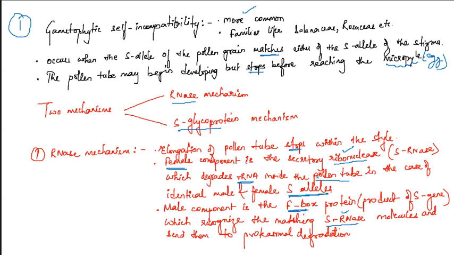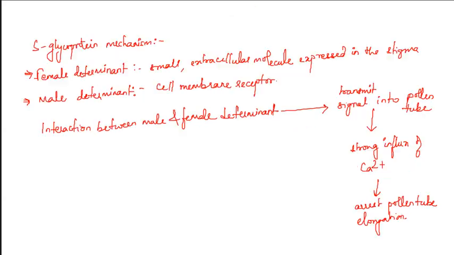Now another mechanism of gametophytic self-incompatibility is the S-glycoprotein mechanism. In this mechanism, there is a female determinant which produces a kind of ligand. The female determinant is acting as a ligand and the male determinant is a cell membrane receptor. It is behaving as a receptor. The female determinant is a chemical substance which is released. When they interact, a signal is transmitted into the pollen tube.